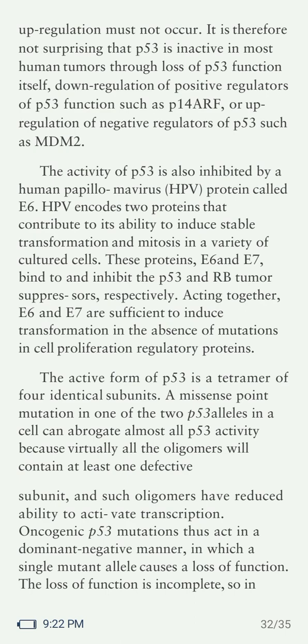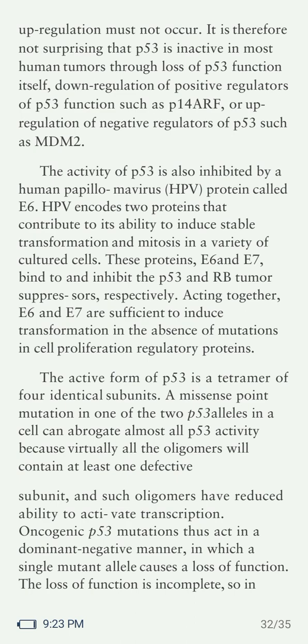The active form of P53 is a tetramer of 4 identical subunits. The missense point mutation in one of the two P53 alleles in a cell can abrogate almost all P53 activity because virtually all the oligomers will contain at least one defective subunit, and such oligomers have reduced ability to activate transcription. Oncogenic P53 mutations thus act in a dominant negative manner in which a single mutant allele causes a loss of function.